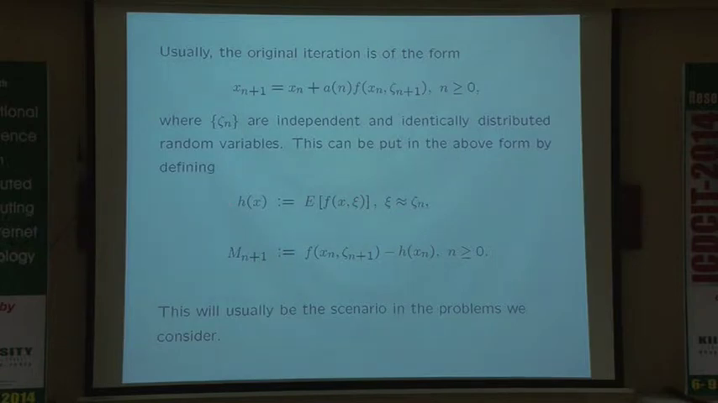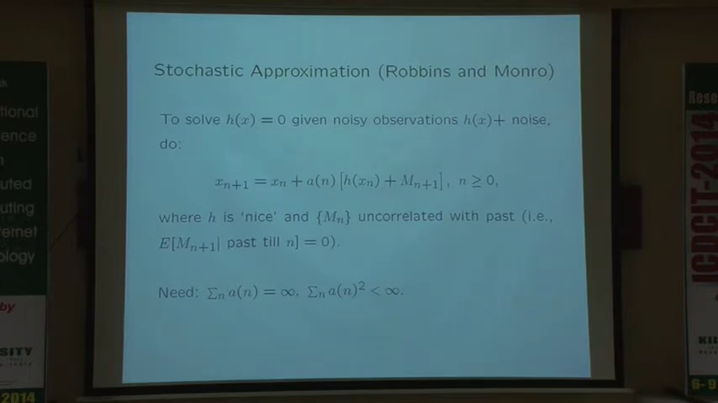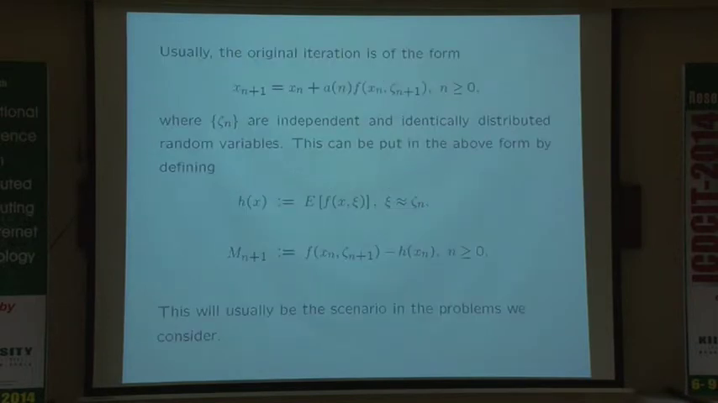Call that h(x), and then define M_{n+1} as this original object minus h(x_n). So add and subtract h of x_n, and this turns out to be the one-step conditional expectation. So it reduces to this form, where M is uncorrelated with the path because it's subtracted of the conditional expectation given the path. Okay, so this is seemingly restrictive, but it's not. It's very general, and this is usually the situation you are in. You are given some algorithm like this, and what you do is just add and subtract those functions.